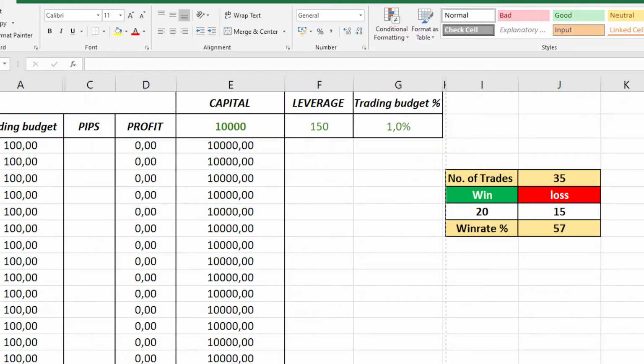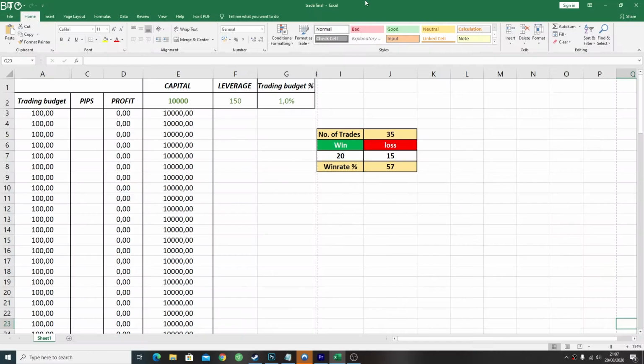This backtest, I'm going to start with a capital of $10,000. And every trade, I'm using 150 times leverage. But I'm only trading with 1% of my capital per trade so that I would not blow up my account. This means that I would only risk 1% of my capital per trade. This Excel sheet also automatically counts your new capital after you trade.